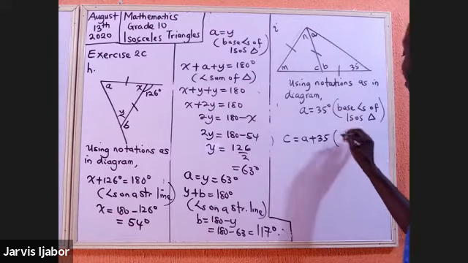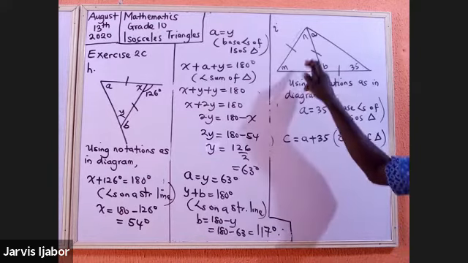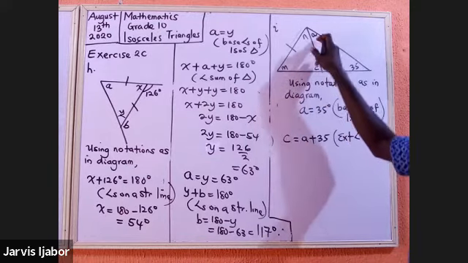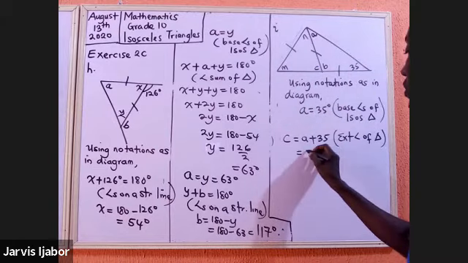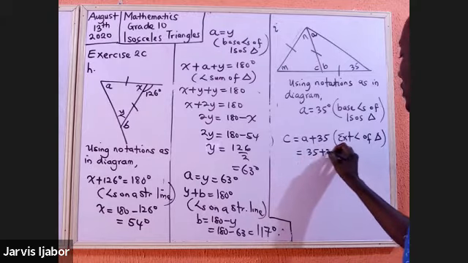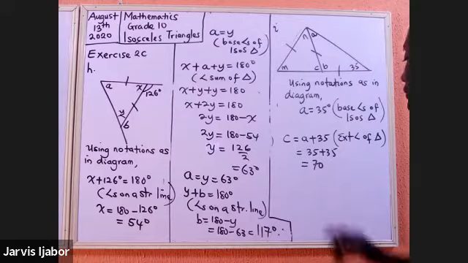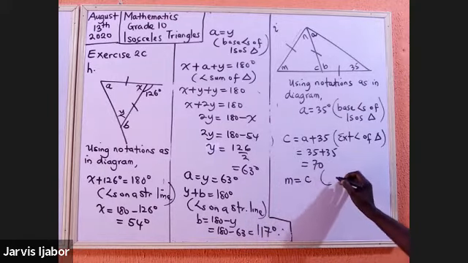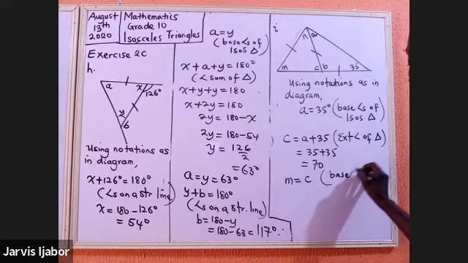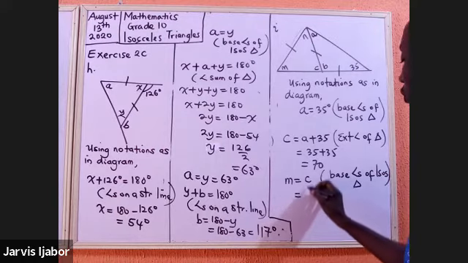What's the reason for that? Exterior angle of triangle. C is equal to A plus 35. And remember that A is equal to 35, so that will be 35 plus 35, and that will be 70. So C is 70. So N is equal to C. The reason is that what? Base angles of isosceles triangle. So that settles that one.